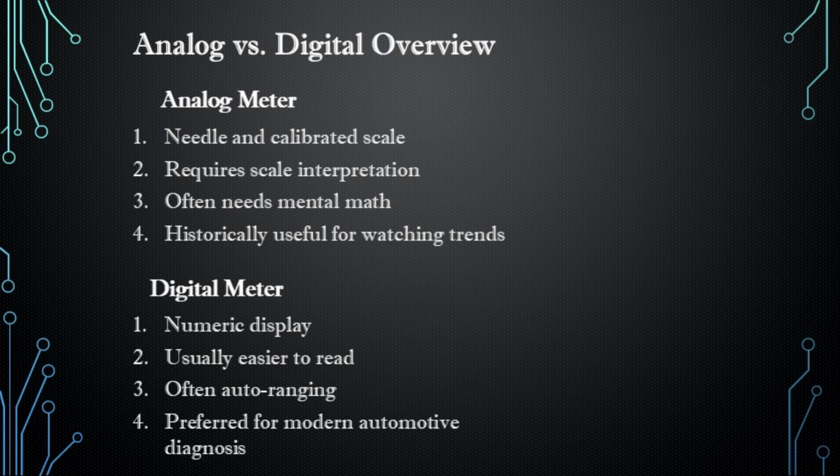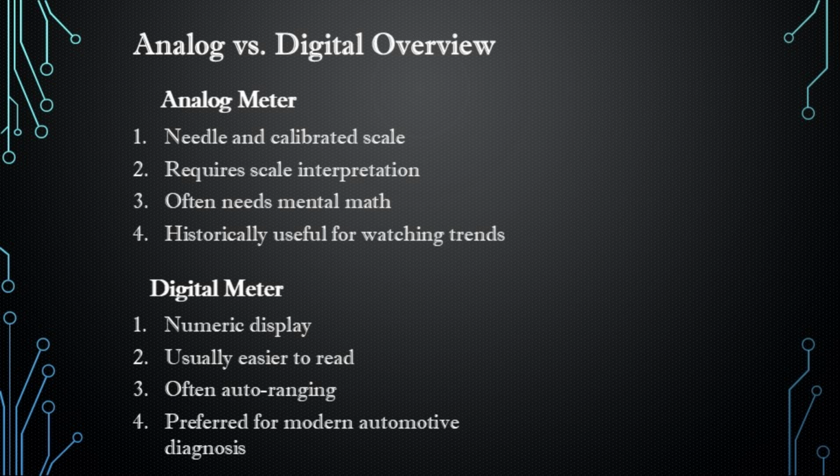There is some real historical value in that. Analog meters could be very useful for seeing trends, sweeps, and movement. A fluctuating signal could sometimes be easier to recognize by watching a moving needle than by reading changing digits, and that was one of their strengths.